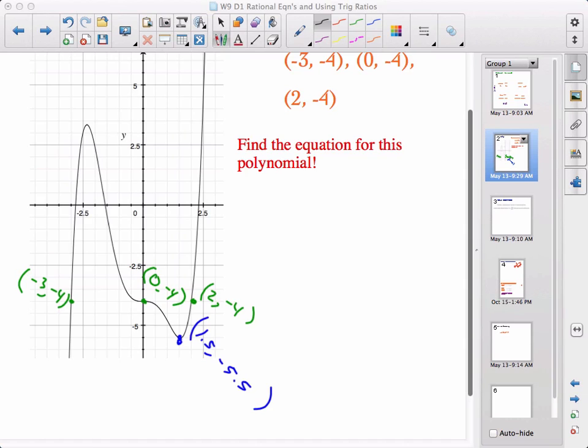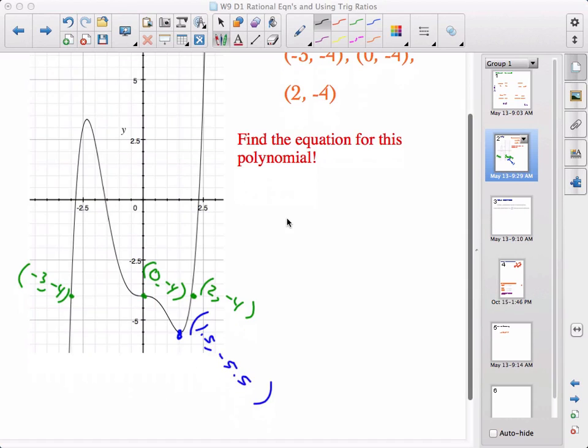So what we're trying to do here is find an equation for a polynomial. Okay. And Nicholas, how did you start this? I started by picturing the function as if there was no, let's say, negative 4. So say if you added 4 to the entire function.